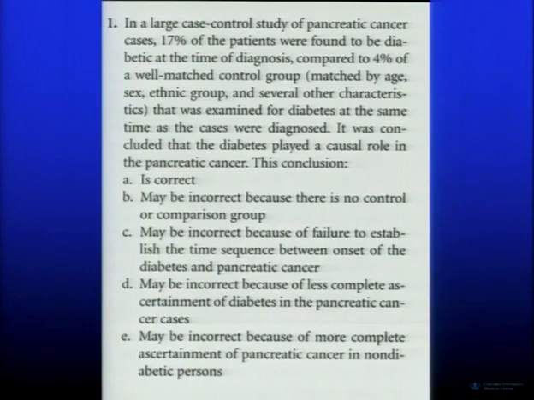Okay, in a large case control study of pancreatic cancer cases, 17% of the patients were found to be diabetic at the time of diagnosis, compared to 4% of a well-matched control group. They were matched by age, sex, ethnic group, and several other characteristics, and examined for diabetes at the same time as the cases were diagnosed. It was concluded that diabetes played a causal role in pancreatic cancer. And this conclusion, and you have to finish this, is it correct?